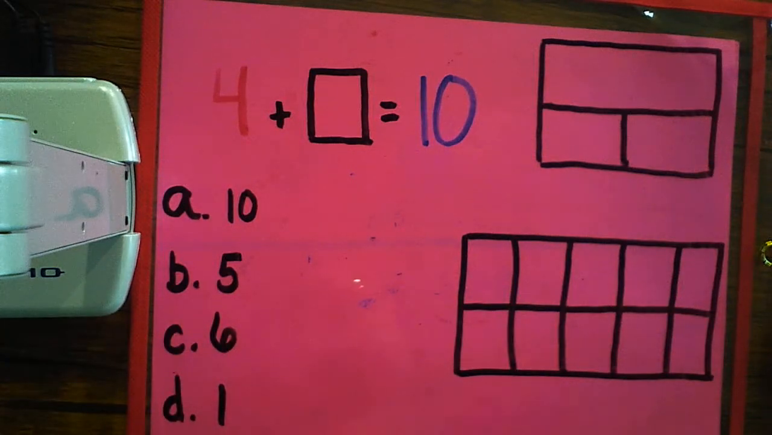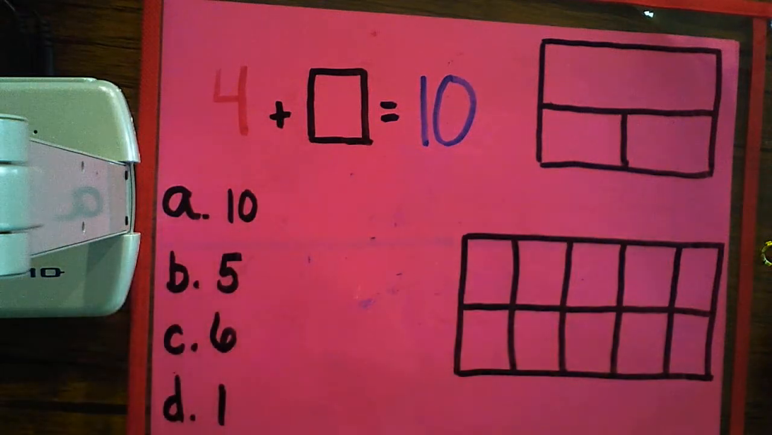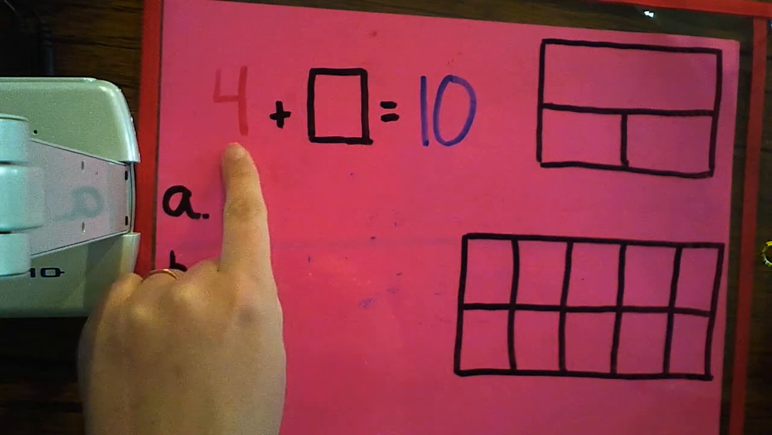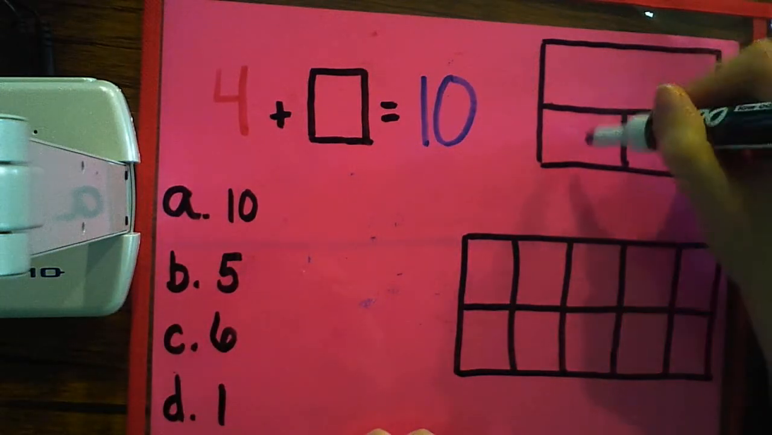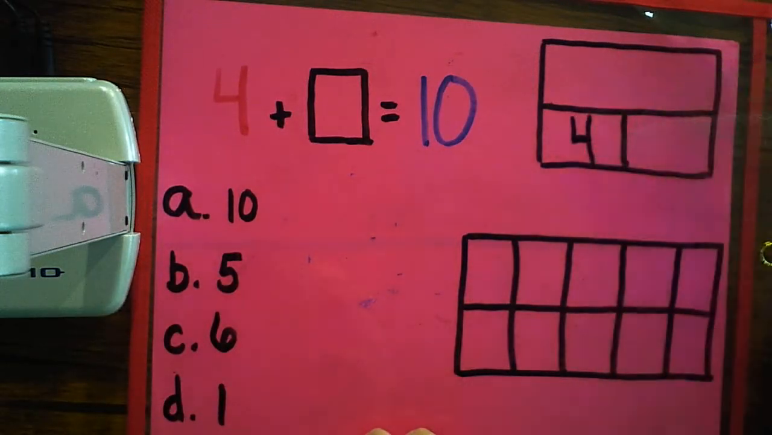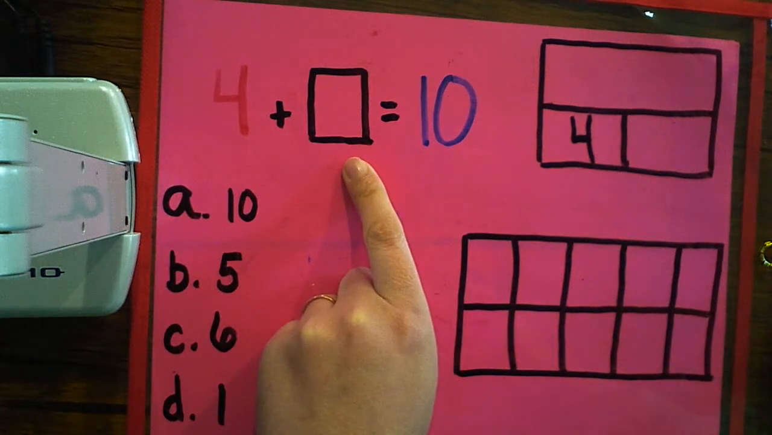So the first thing we're going to do is read our number sentence. It says 4 plus blank equals 10. So now I need to think about what I know. Well, I know that one of my parts or one of my addends is 4. So I'm going to add that into my part whole map. One of my parts is 4. Now I don't know what my other part is. That's my unknown. That's what I'm looking for.